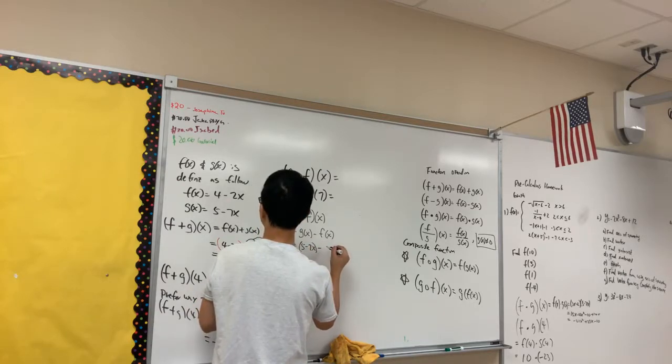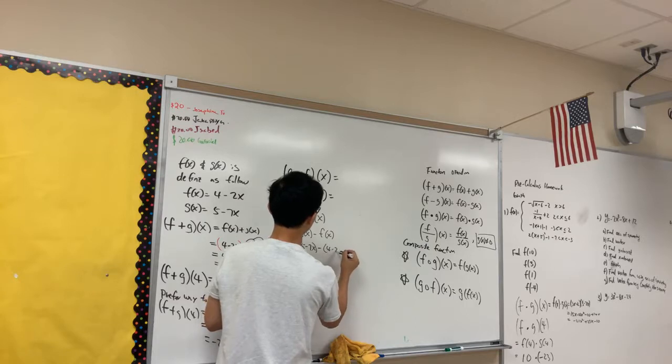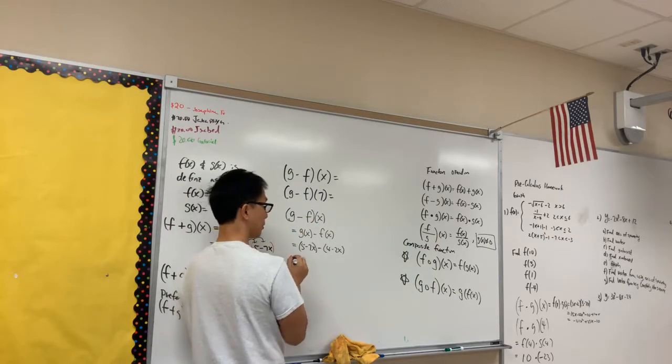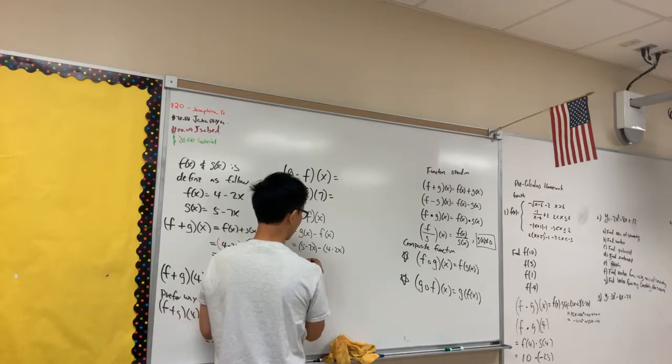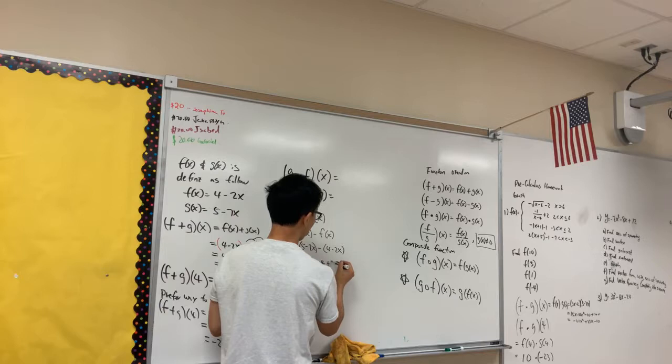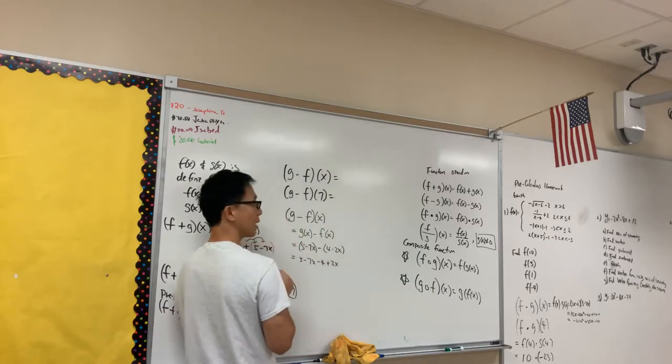Minus f of x is going to be 4 minus 2x. Did you do this? Did you do parentheses? Did you distribute? All the people that always end up making mistakes at the distribution side.